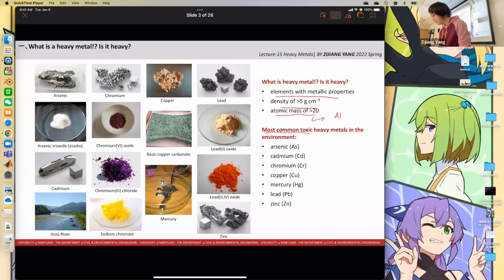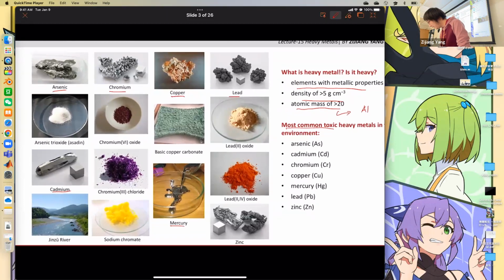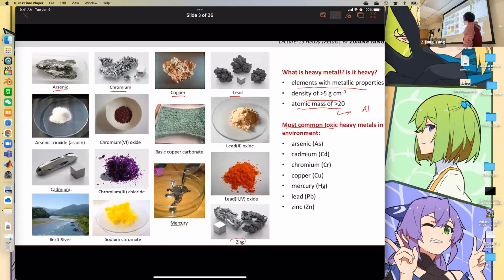I also found some pictures of these heavy metals, like arsenic, chromium, copper, lead, cadmium, mercury, and zinc. But we know that the pure form of these heavy metals hardly appears in the environment. Maybe we have some pure copper in the environment, but for the others we do not. These heavy metals usually exist in the environment in the forms of compounds.